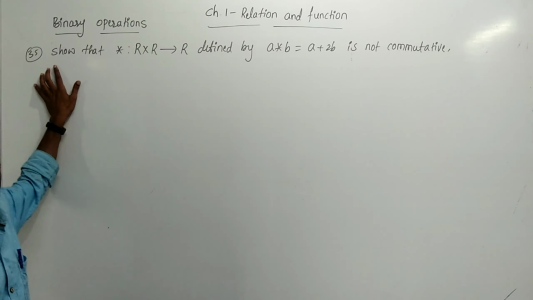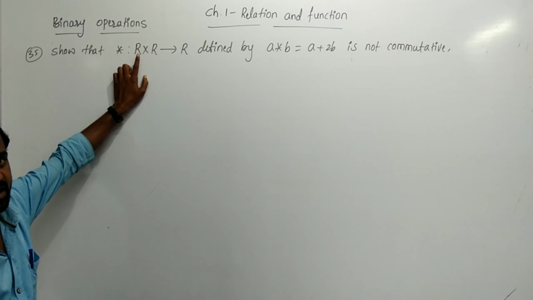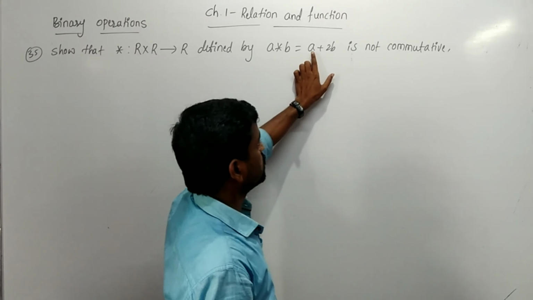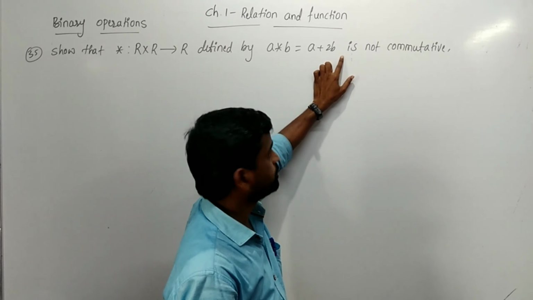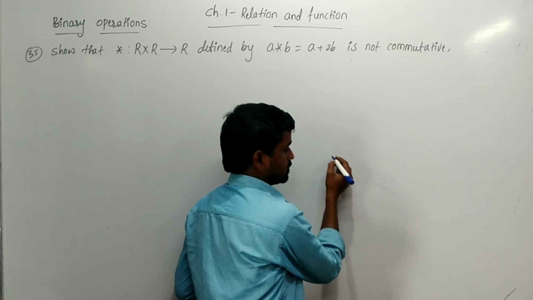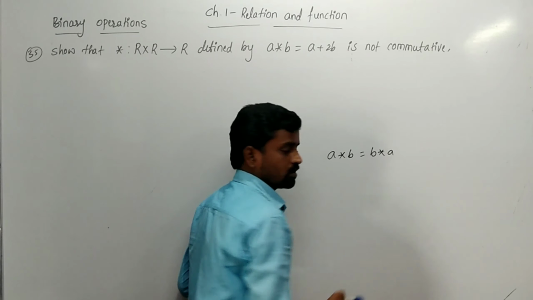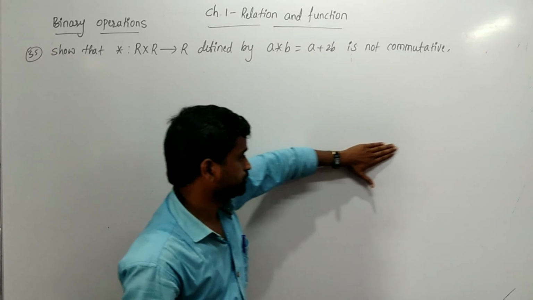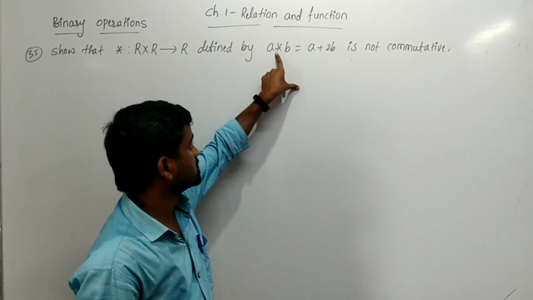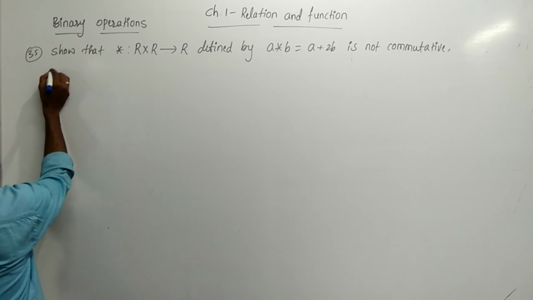Example, question number 35. Show that star such that Cartesian product on set R to R defined by A star B equal to A plus 2B is not commutative. Commutative law definition is A star B equal to B star A. The star is an operation, addition. Solution.